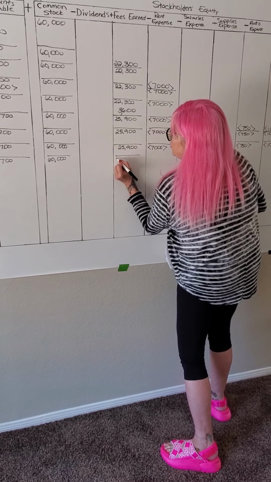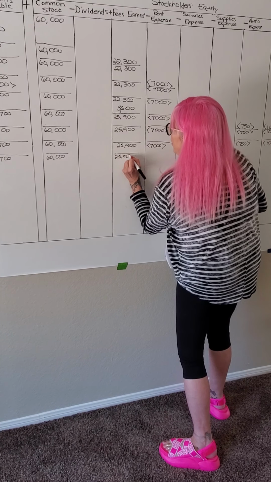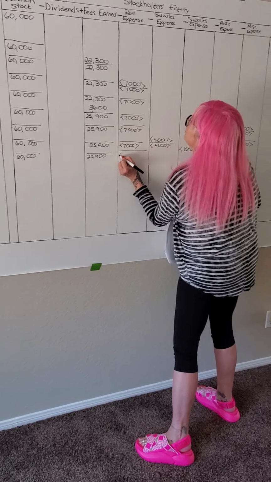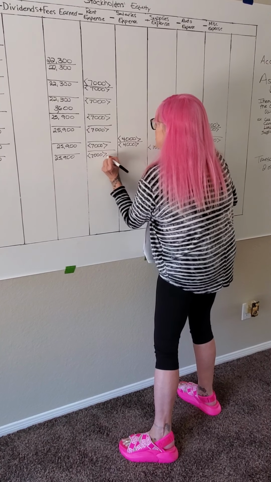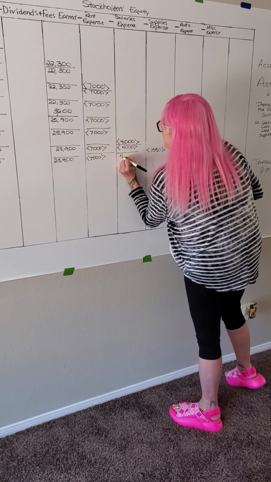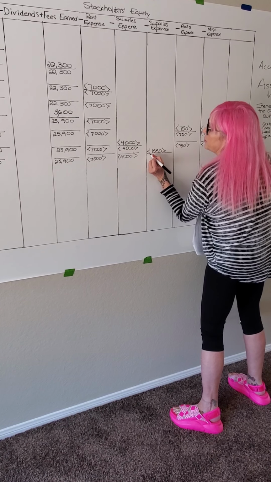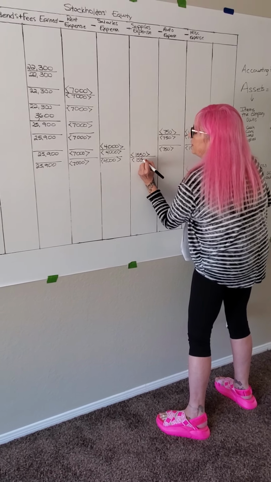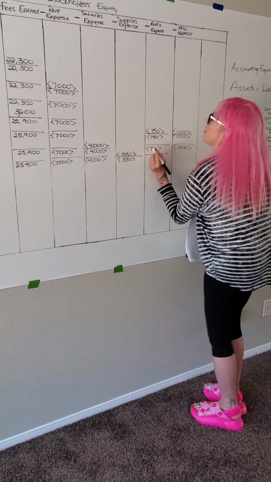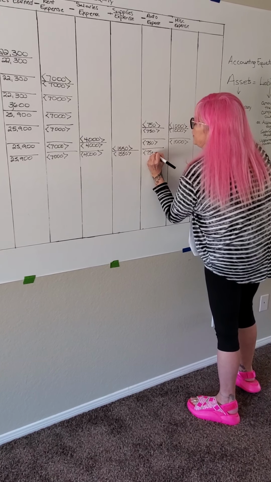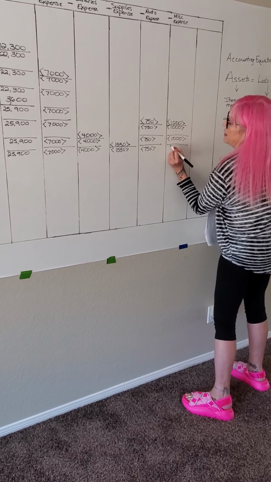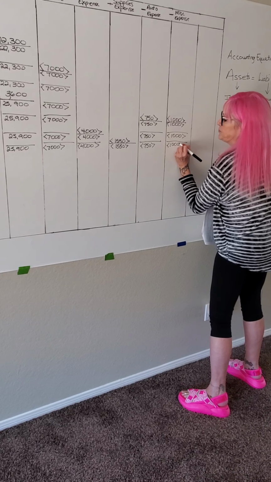Fees earned is $25,900. Rent expense is $7,000. Salaries expense is $4,000. Supplies expense is $1,550. Auto expense is $750, and then miscellaneous expense is $1,000.